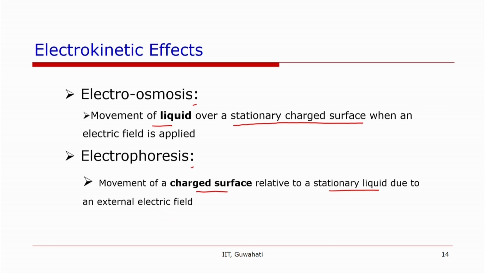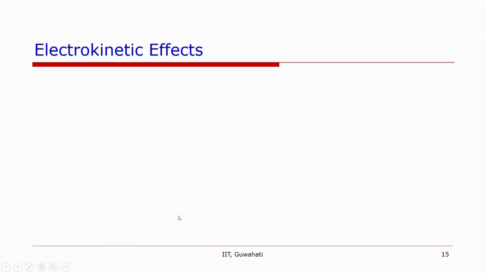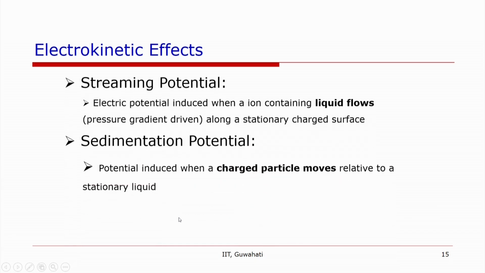So, you can see the difference between the two effects. Electroosmosis is when an electric field is applied and the liquid moves over a charged surface. But when the solid or the charged surface itself moves relative to a stationary fluid, it is called electrophoresis. Now, two other effects happen because of these electrokinetics, where two different potentials are induced. One is called streaming potential and another one is called sedimentation potential.